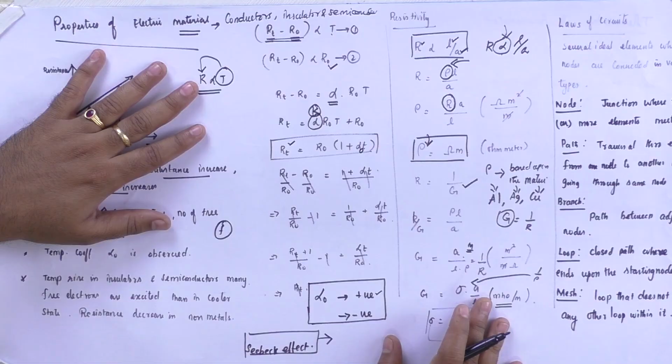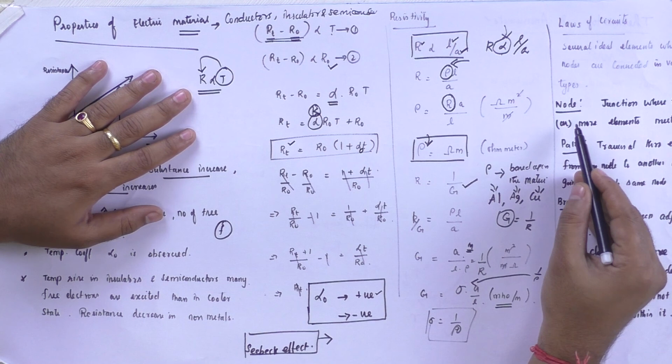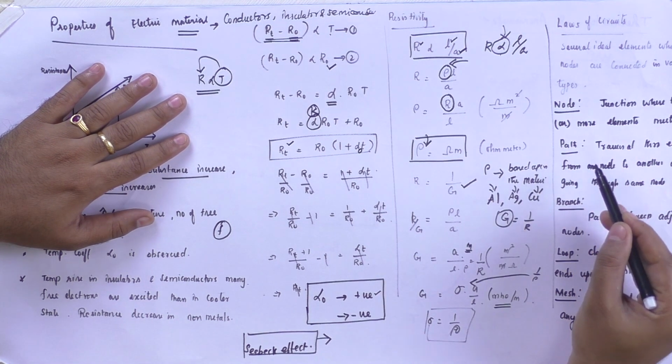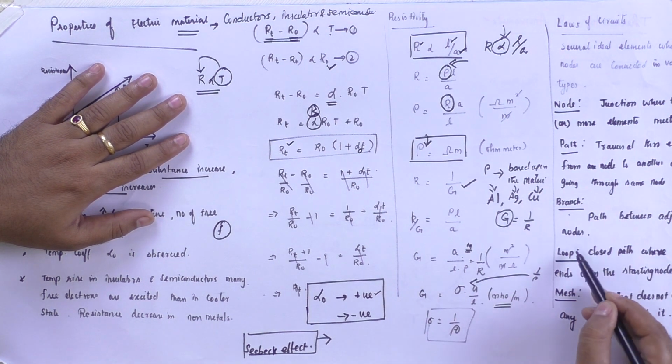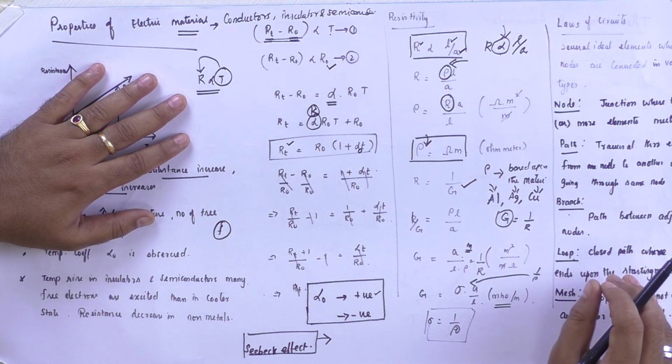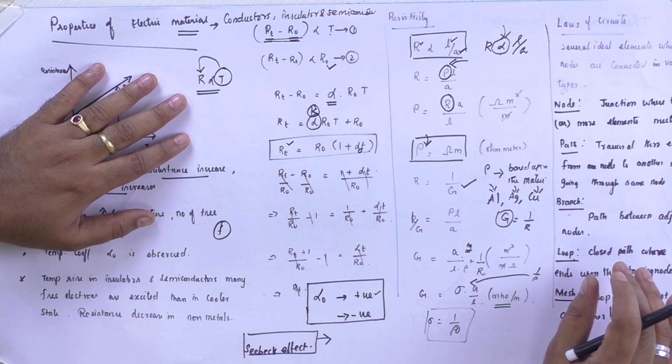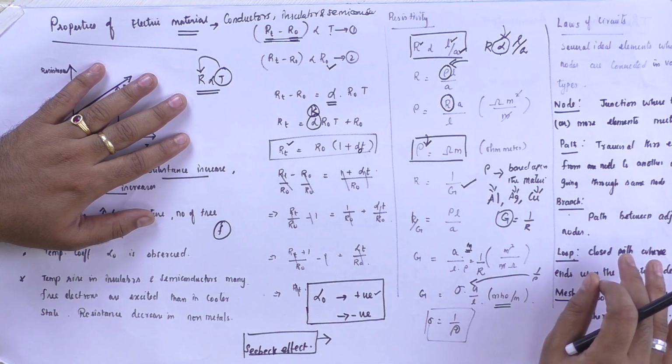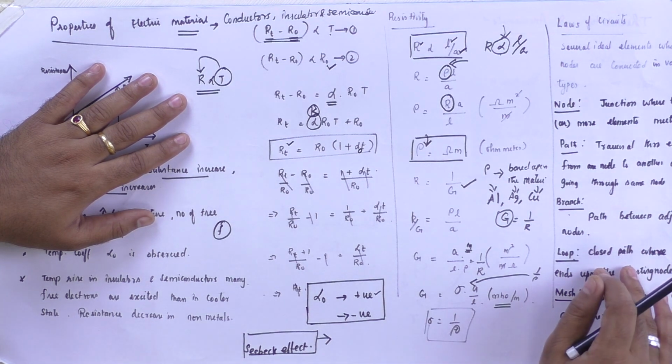Now there are different terminologies which are very closely related to electrical circuits. One is node, the other is path, the other is branch, and another one is loop followed by mesh. Node, it is quite simple. It is a meeting point. So a junction can be termed as a node in an electrical circuit.